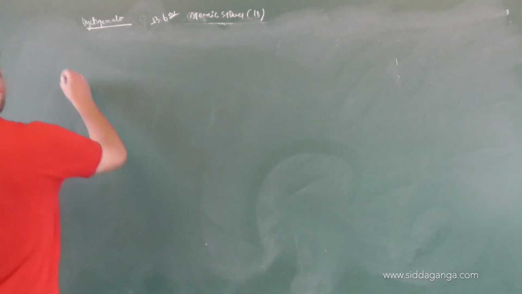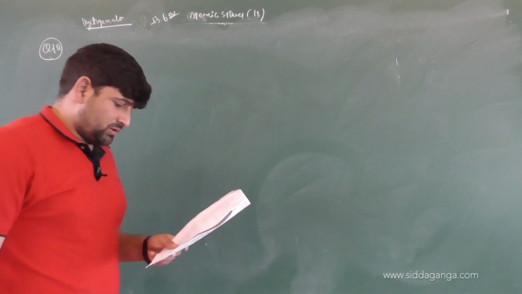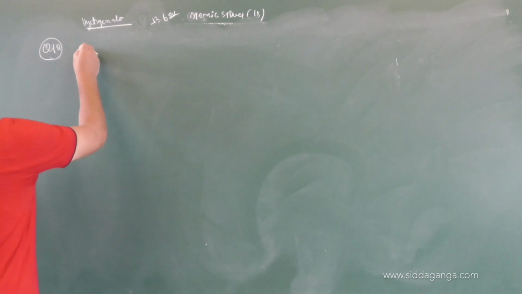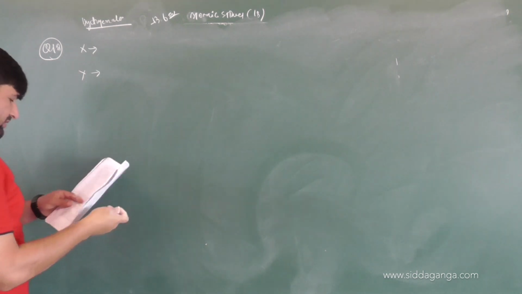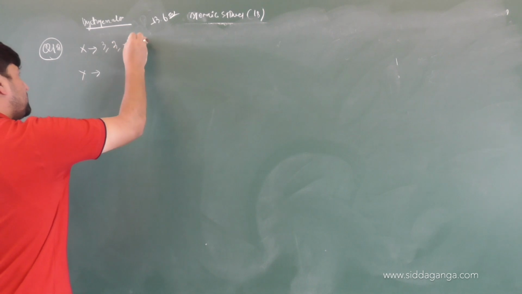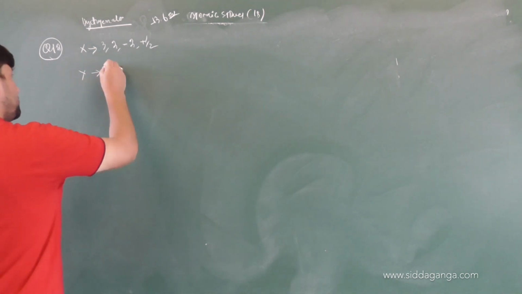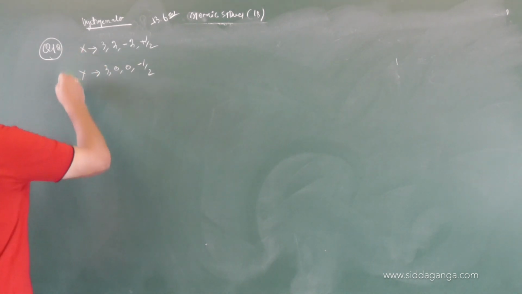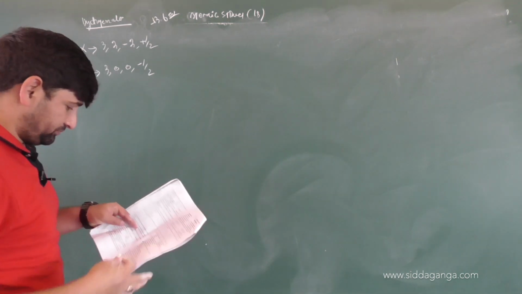Now we have question number 12. What's it asking? Two electrons have the following set of quantum numbers. So we have two electrons, technically x and y. Their quantum numbers are 3, 2, minus 2, plus half, and 3, 0, 0, minus half. So we have two electrons x and y with these quantum numbers.